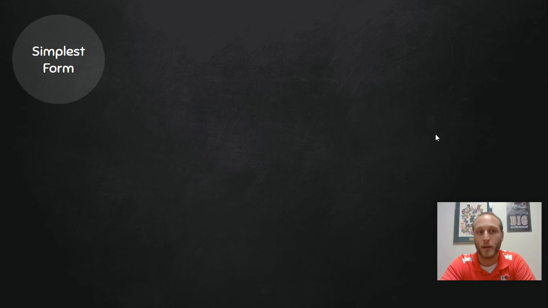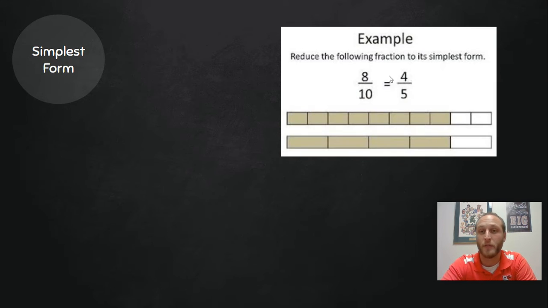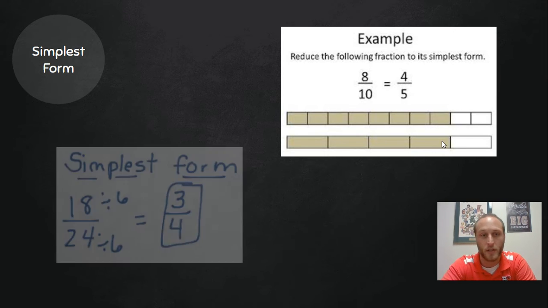The next skill we want to practice here is simplest form. So if I were to get a fraction like 8 over 10, and I wanted to reduce it or put it in simplest form, I have to figure out which factor out of 8 and 10 I could take out in order to make that fraction smaller. Well, I know I can divide 8 by 2 and I can divide 10 by 2, which is going to bring me down to 4 over 5. And if you look here on our fraction bars, you can see that 8 over 10 and 4 over 5 are going to fill the same amount when you compare them to each other.